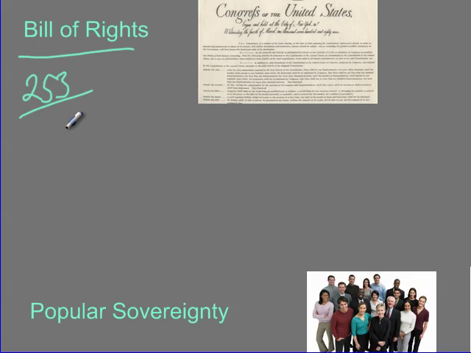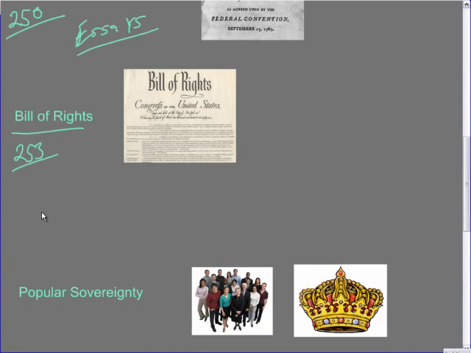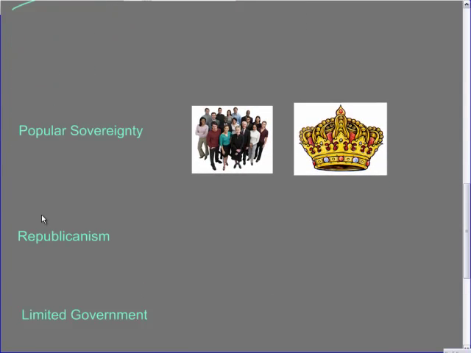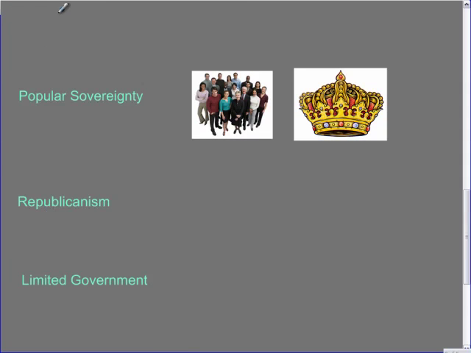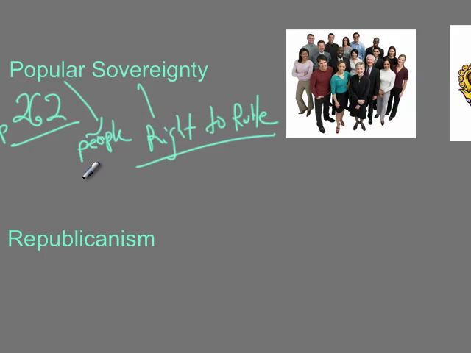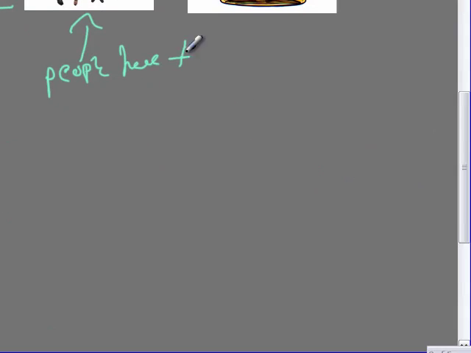So that's the end of Unit 6, and now starting with the Unit 7 stuff, we're looking at the 7 principles of the Constitution. We all know what popular sovereignty is, and the definitions for most of these terms are going to be found on page 262, those short little paragraphs. Popular is going to mean people. Sovereignty is right to rule. So together, popular sovereignty is the people have the right to rule.